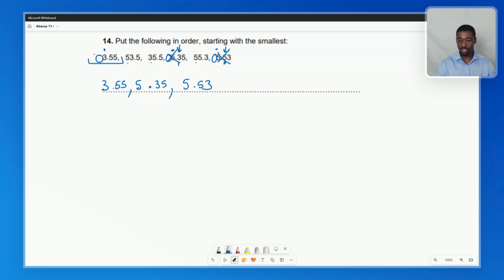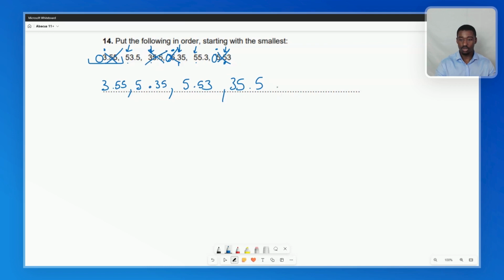So now we've counted out these numbers. Let's move to these next ones. We have 53.5, 35.5, 55.3. Well, here, if we look at the tens column, we see the 3 is smaller than the 5 and the 5. So this has to be the next smallest number, 35.5.